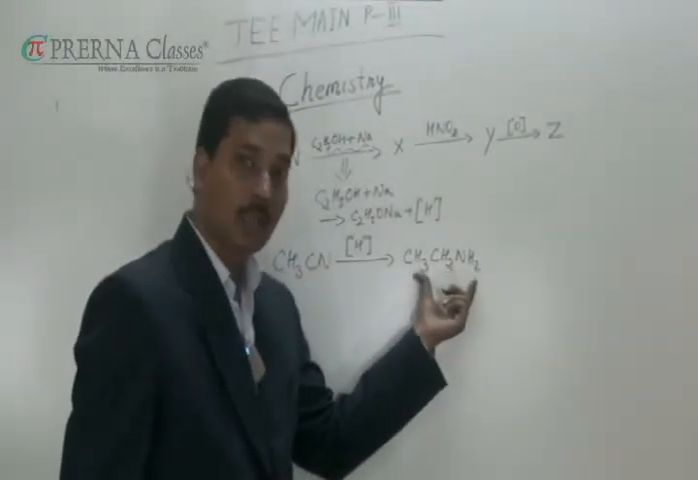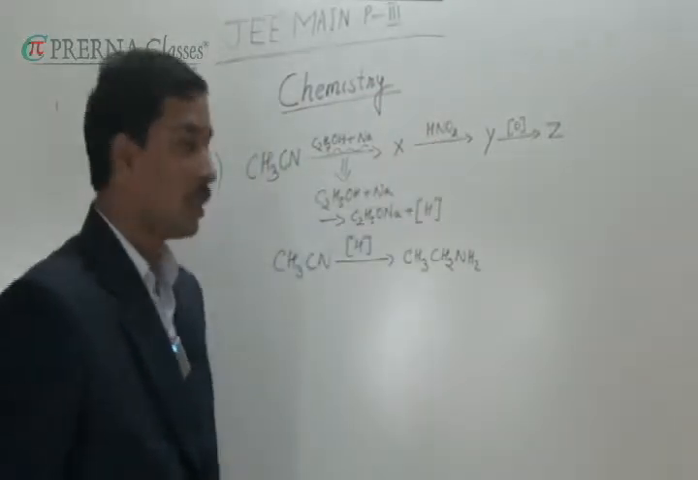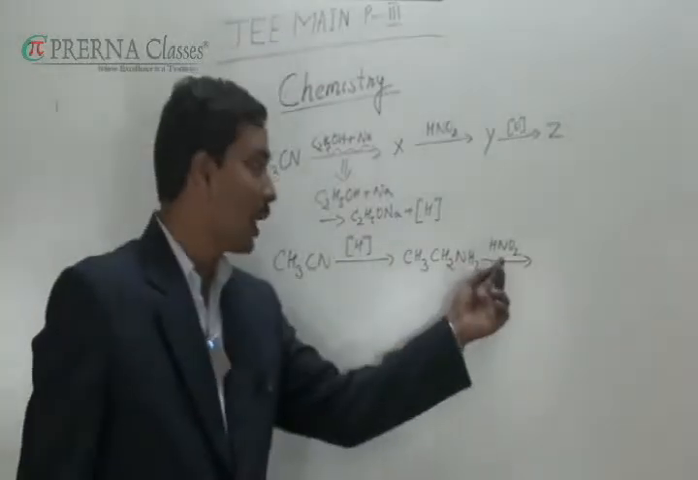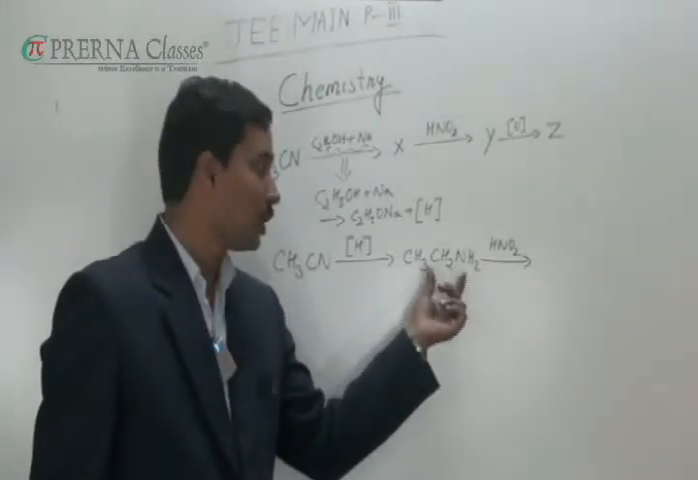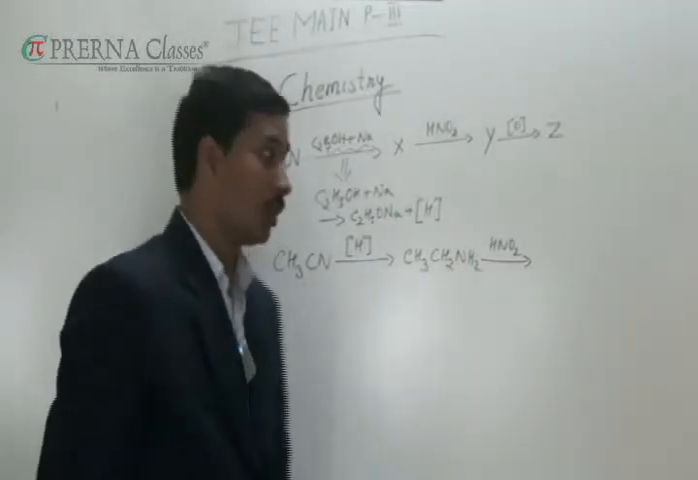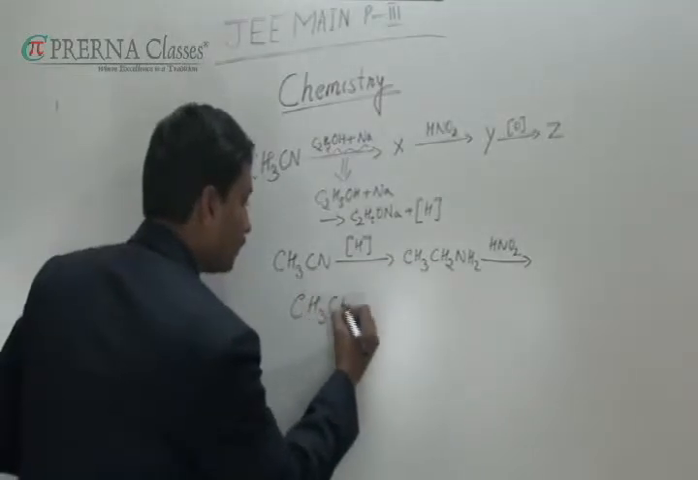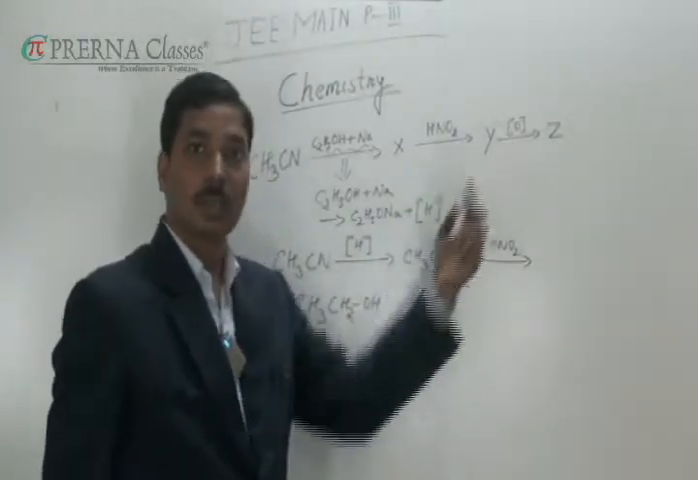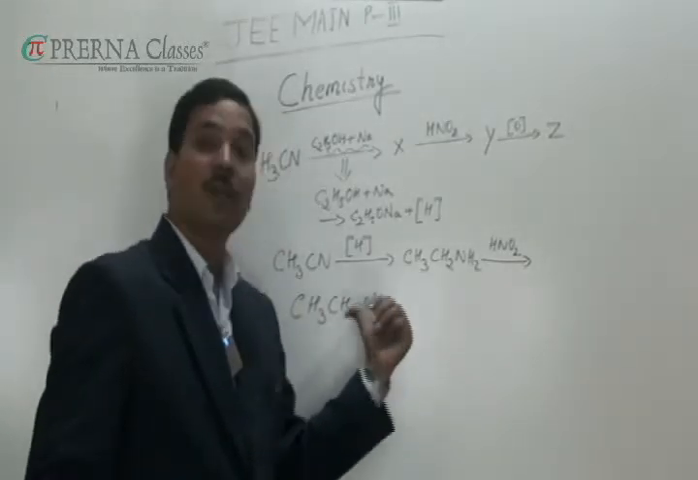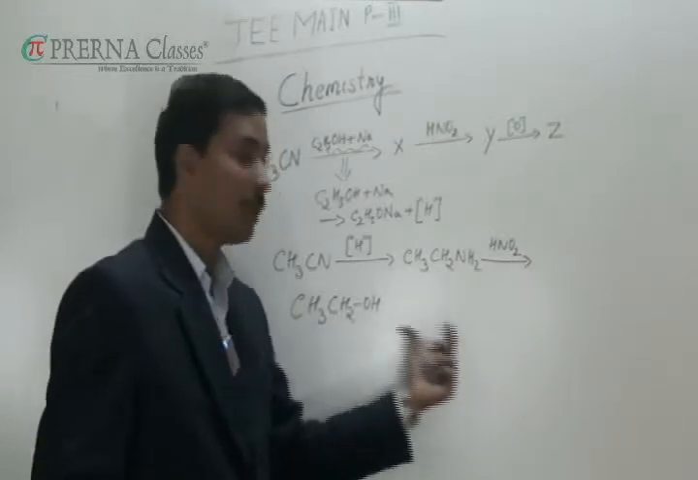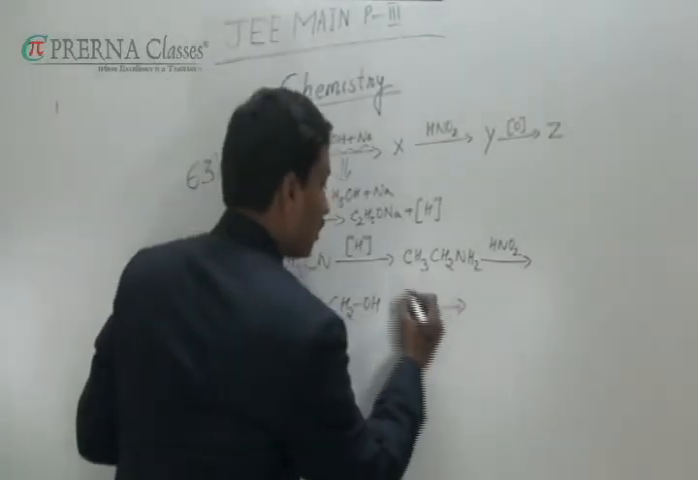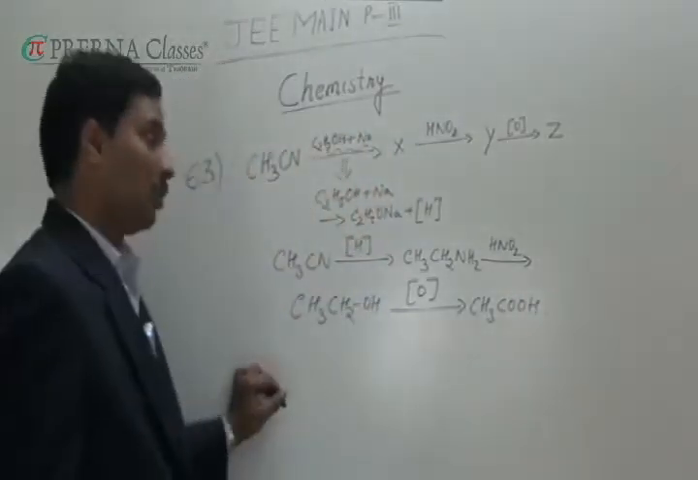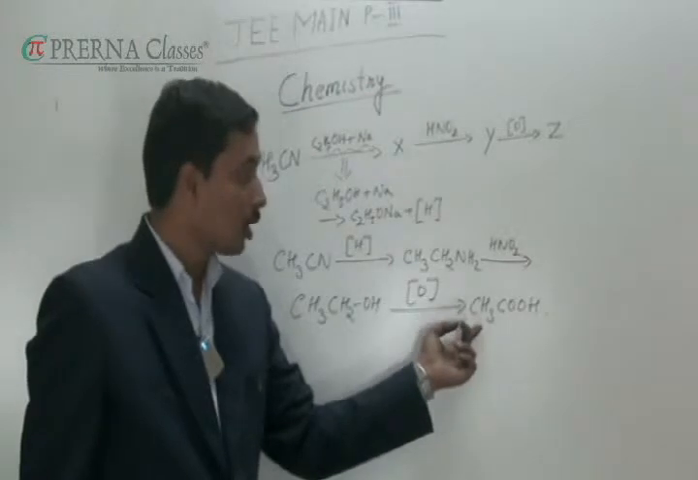Again I am repeating, it is methyl cyanide, it is reduced by nascent hydrogen and converted into ethylamine. Now it is further reacting with HNO2. We all know that if it is reacting with HNO2, this NH2 group is converted into alcohol. That means ethylamine will be converted into ethyl alcohol. Next, we are using nascent oxygen. That means nascent oxygen will further convert alcohol first into aldehyde, then into acid. That means ethyl alcohol will be converted into acetic acid. So using nascent oxygen, it is converted into CH3COOH, acetic acid. So answer is option C.